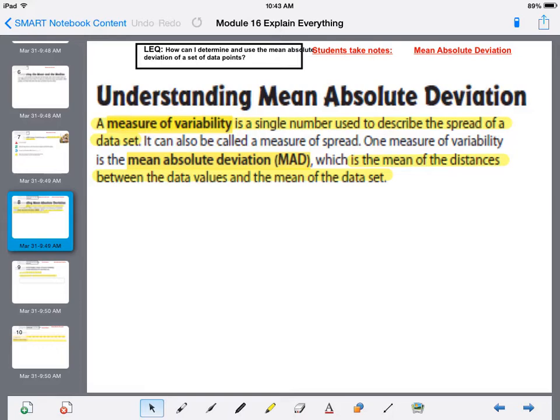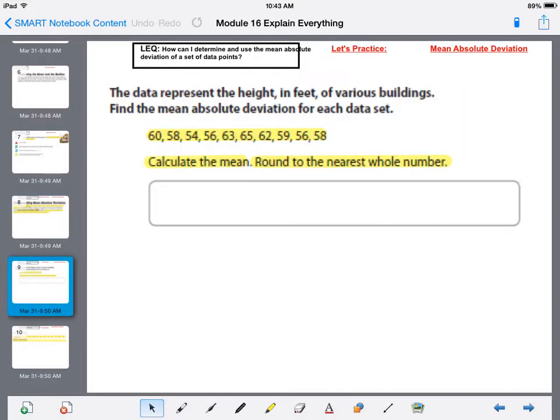When we calculate the MAD, that is talking about the mean of the distances between the data values and the mean of the data set. Remember, the way you're going to remember how to calculate mean absolute deviation is it makes you mad that you have to calculate the mean twice. So the first thing we have to do to find the mean absolute deviation is we have to find the mean or the average of the entire data set.